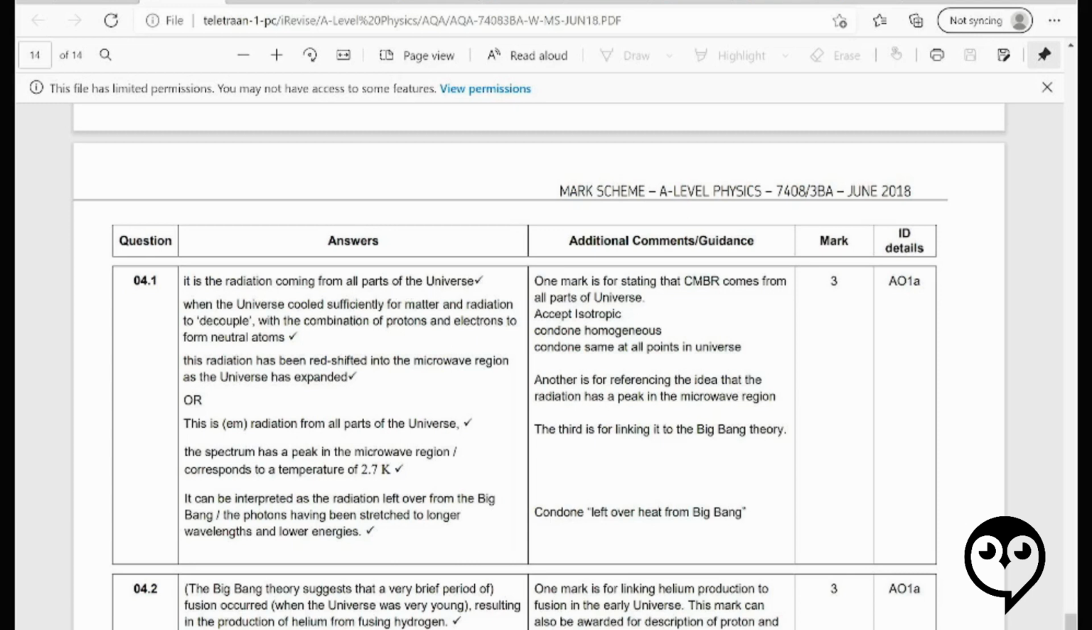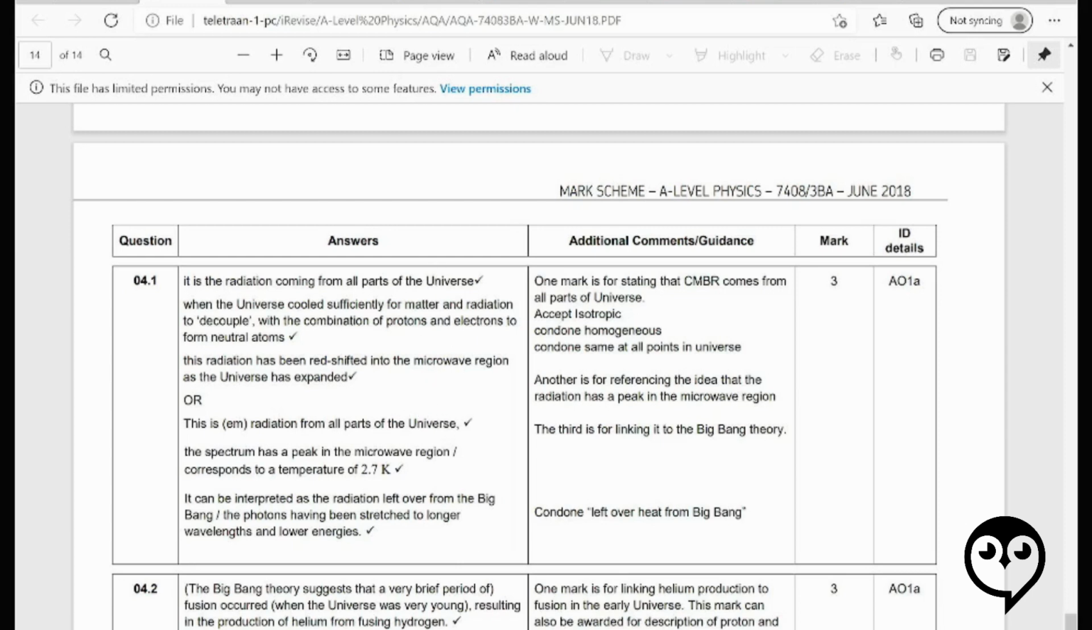Yeah, that's what it is. The radiation's been redshifted into the microwave region. That's kind of what I'm looking at. This is something I've not seen in other courses, but they say when the universe cooled sufficiently for matter and radiation to decouple, the combination of protons and electrons formed neutral atoms. Okay, getting into a little more particle physics than I'm used to. That's fine. The other thing you could have said is that this EM radiation's all over the place. Either way, that's fine.